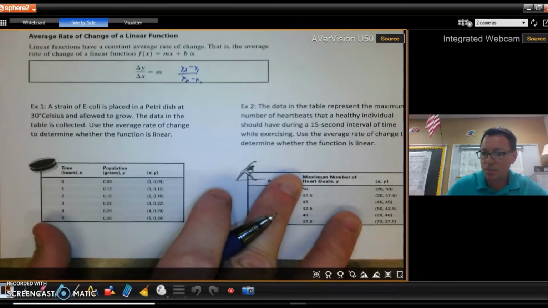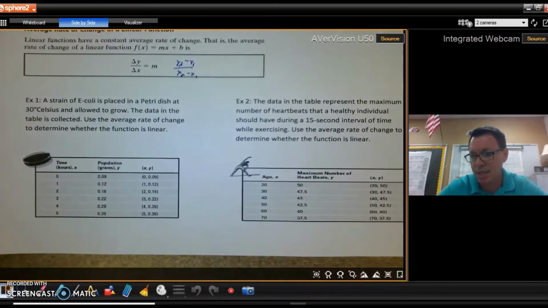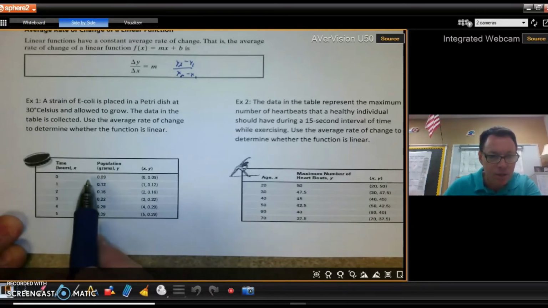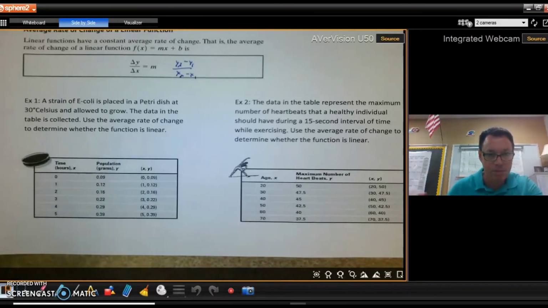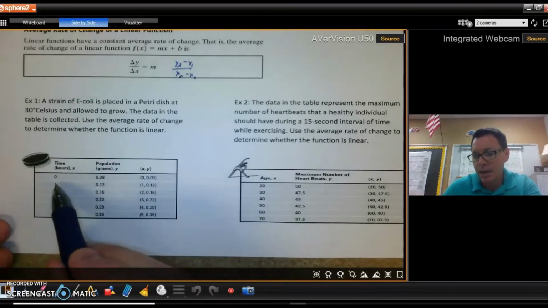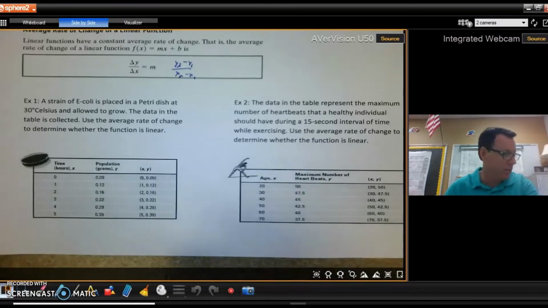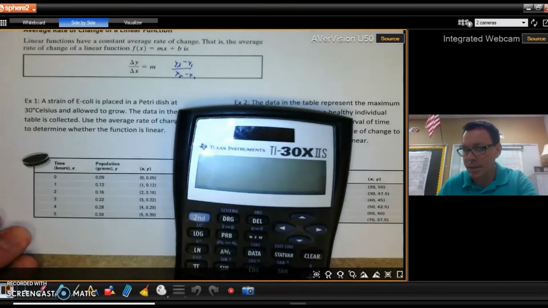Okay, so look at the first problem here. It says a strain of E. coli is placed in a petri dish at 30 degrees Celsius and allowed to grow. So the data in the table is collected. So use the average rate of change to determine whether the function is linear. So as time is going by, so at the start of the experiment, there is 0.09 grams of this bacteria. And then after 1 hour, after 2 hours, after 3 hours, they're calculating how much is in it. So we're trying to decide whether or not this is a linear function. All right, so calculator time.